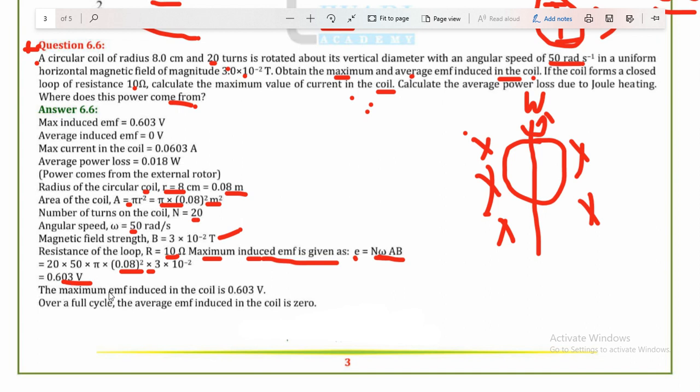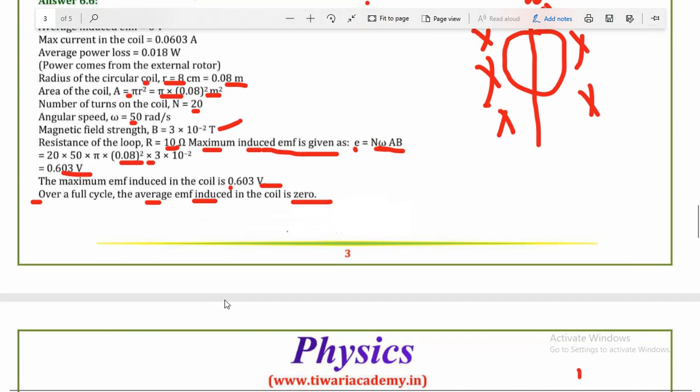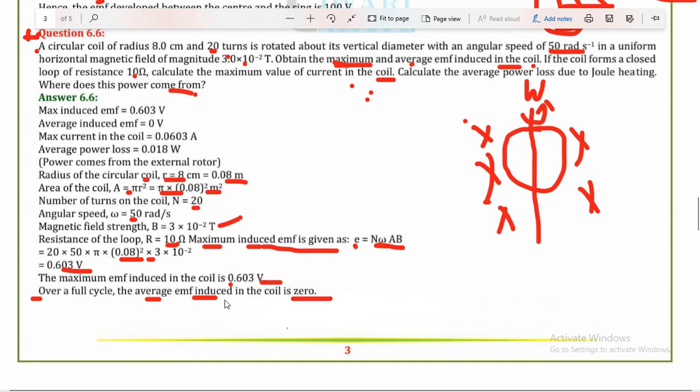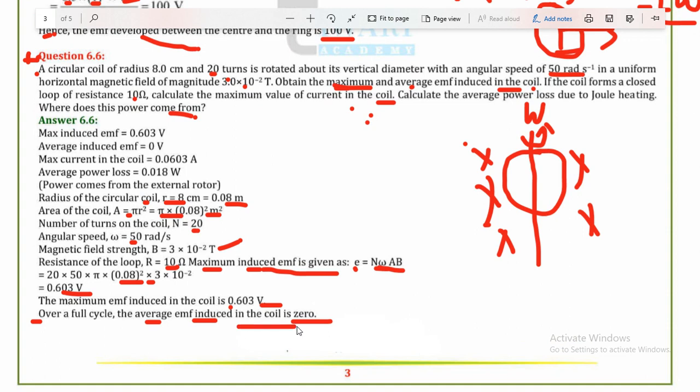Hence the maximum EMF induced in the coil is 0.603 volt. So this is the answer for the maximum. This one is the maximum induced EMF in the coil. Now, over a full cycle, the average EMF induced in the coil is 0. You know that because it is in the opposite direction after half cycle. So the average EMF induced in the coil is 0. This is the answer of this part.